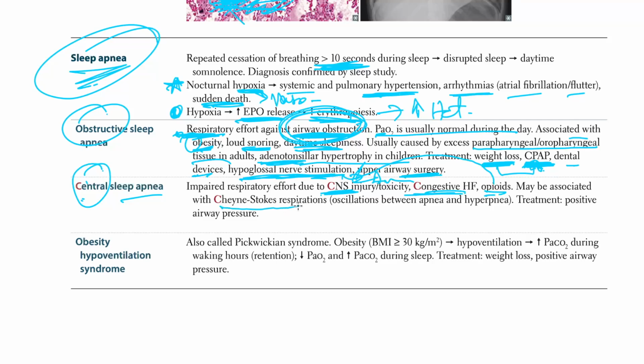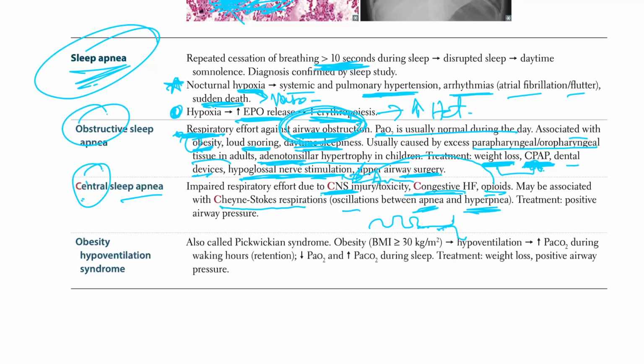respiration, which is oscillations between apnea and hyperpnea. So apnea is when you don't have any breathing. Let's have a normal breathing pattern here. Apnea, there is no breathing. Hyperpnea, there is hyperpnea, I guess. Wait, what is hyperpnea? I have no clue. So let's look into that first.